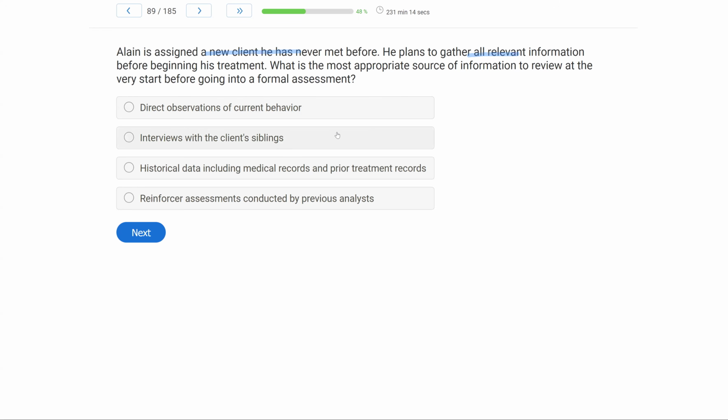B, interview with the client's siblings. Again, this is the first step, right? Elaine just found out he's getting this client, never met him, he's just looking for information. So what he wants to find is the historical data like medical records and prior treatment records. And then D, reinforcer assessments conducted by previous analysts. Could be, right? Maybe that's included in the prior treatment records, but that's not going to be the most appropriate source, just the reinforcer assessment. If that's been done, that should be in the prior treatment records. So the best answer here is C, historical data, including medical records and prior treatment records.